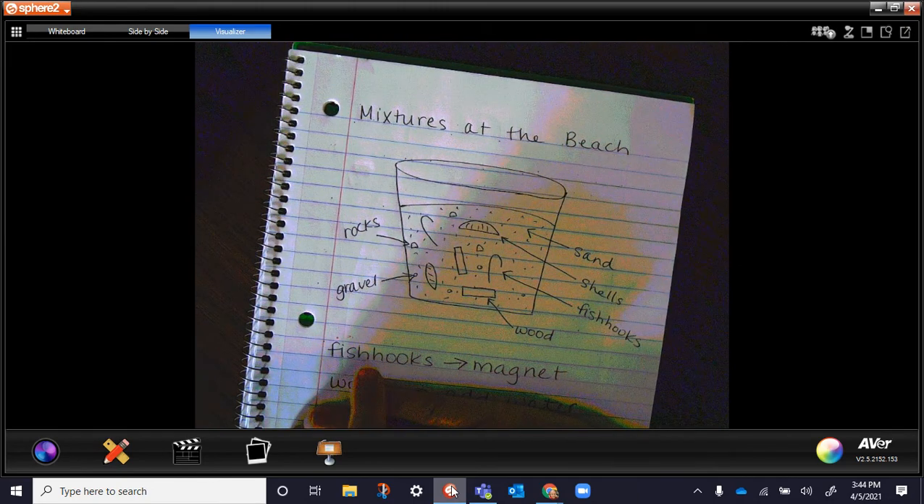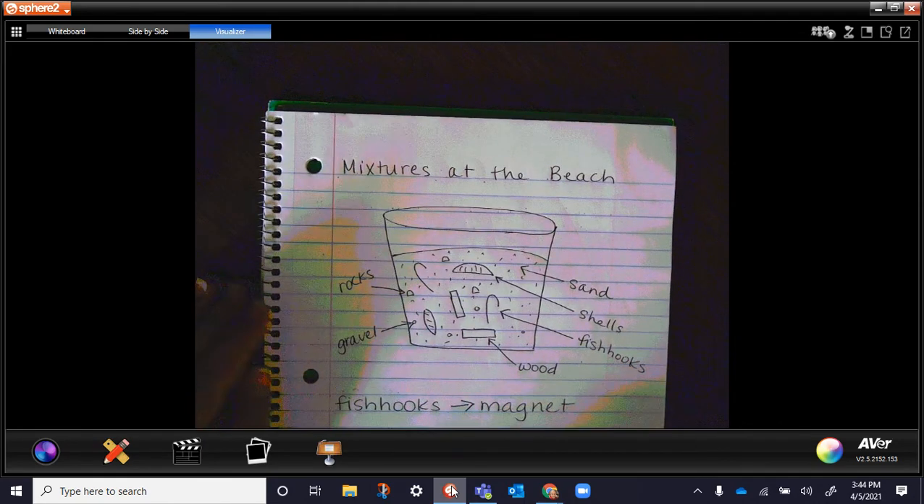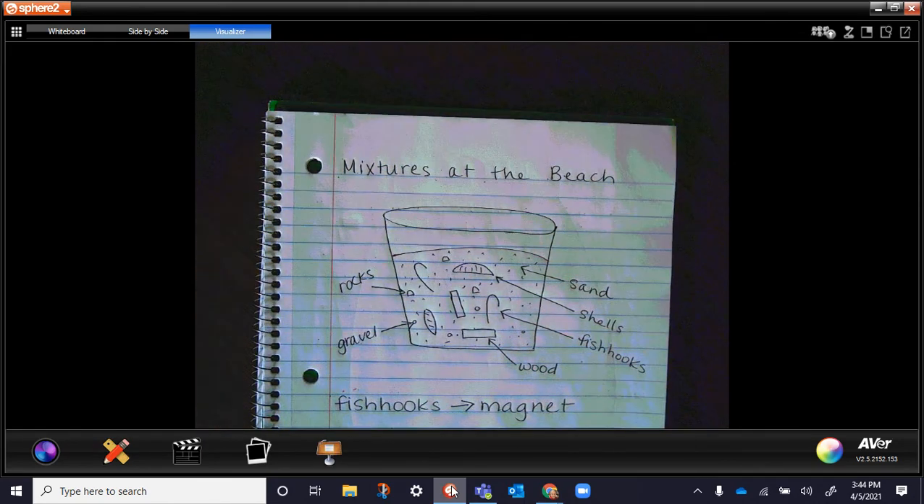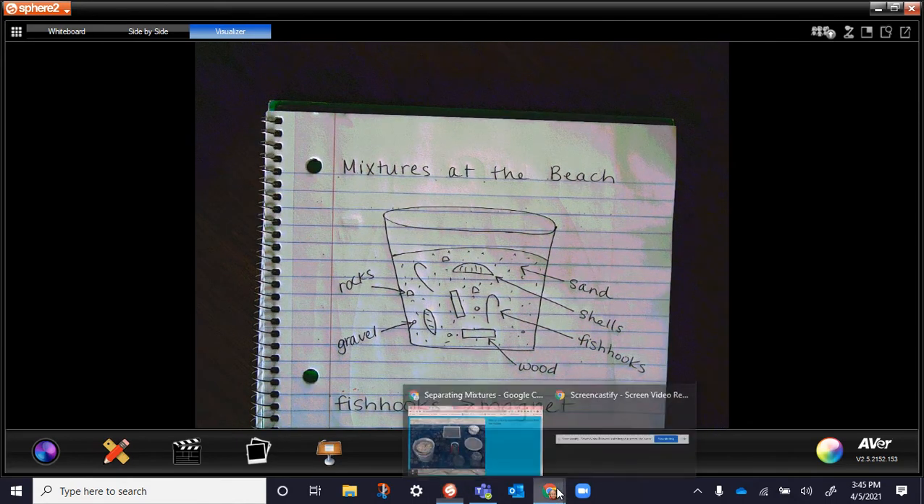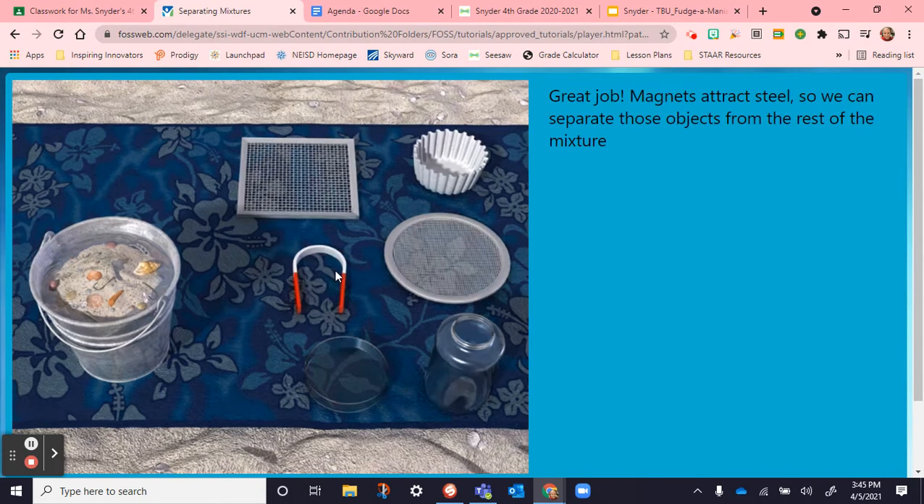So we took the object and then we wrote on there what tool it was that we used to separate the object. So record that in your notebook. So the fish hooks, we were able to use the magnet because the fish hooks were made of steel, so the magnet was attracted to those, so that made it easy. So when you click on the tool, here's what happens.